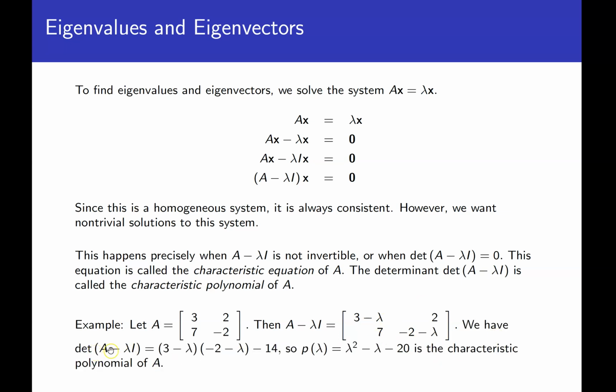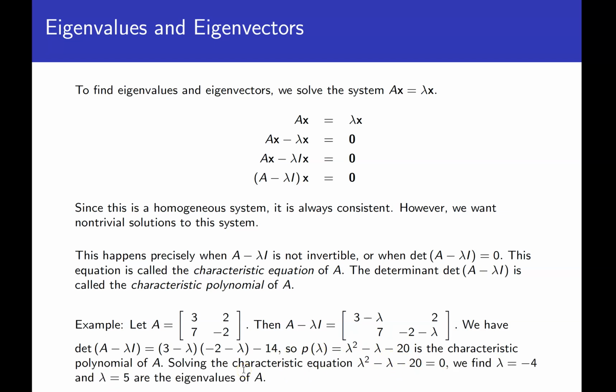Taking its determinant, this is 3 minus lambda times negative 2 minus lambda, minus 2 times 7, so minus 14. When we simplify that, we get lambda squared minus lambda minus 20. That's a polynomial. That's the characteristic polynomial of A in this case. We set the characteristic polynomial equal to 0, and that gives us the characteristic equation. We solve that to find the lambda. We're trying to find out when this has non-trivial solutions. That happens when we put in negative 4 or 5 for lambda. We can factor that.